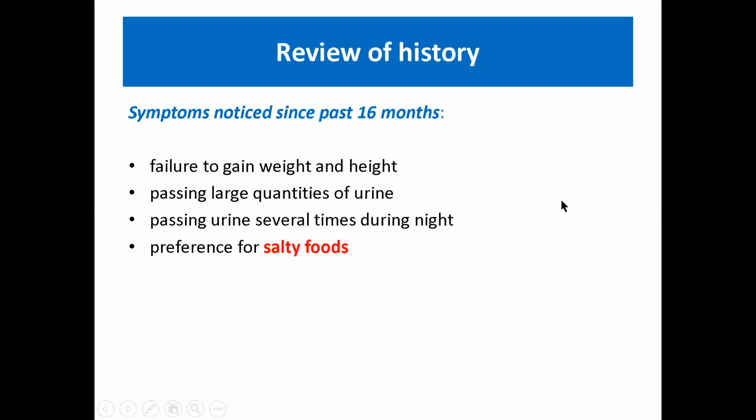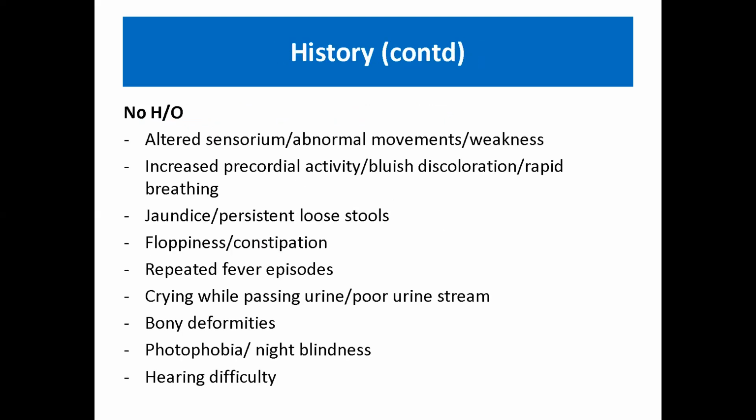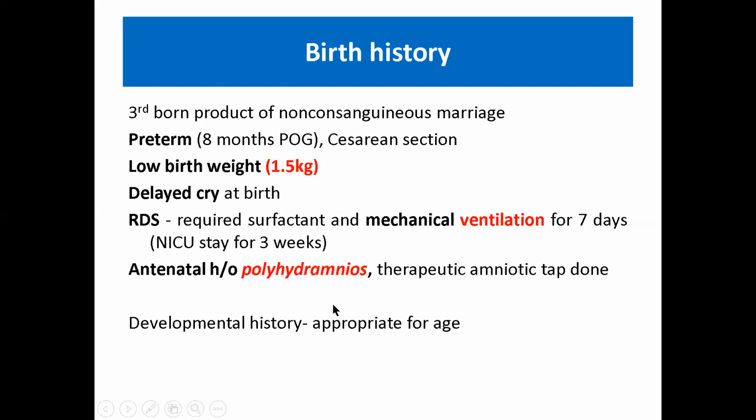So this is one thing in a 1.5-year-old child, when there's history of passing urine during night, it rules out psychogenic polydipsia, because though it's seen in a bit older children, the typical history of passing urine at night suggests that there's something pathological, and there was preference for salty foods. Again, there was no history of any systemic involvement which had led to failure to thrive, and there was no history of obstructed uropathy, any bony deformities, or hearing difficulty.